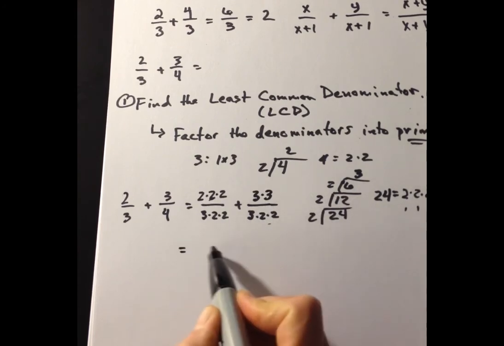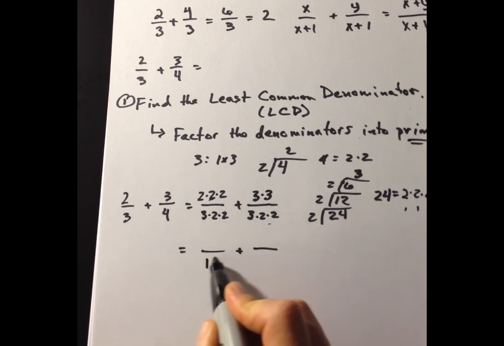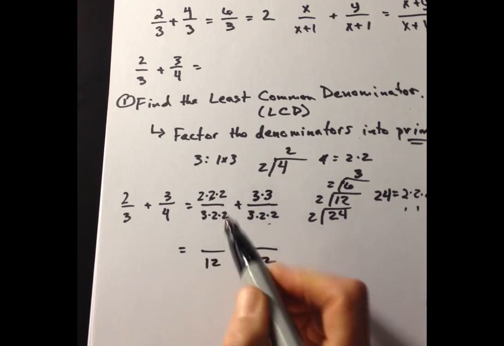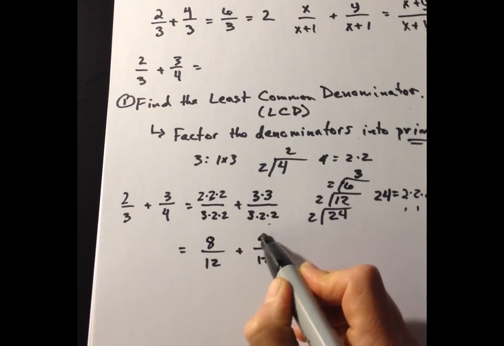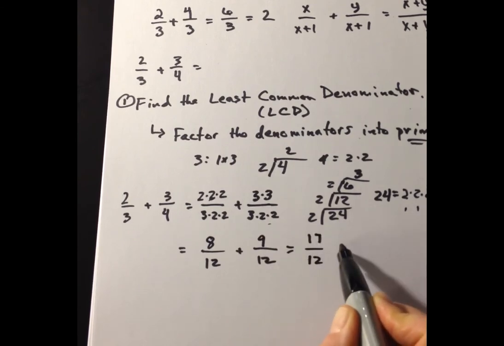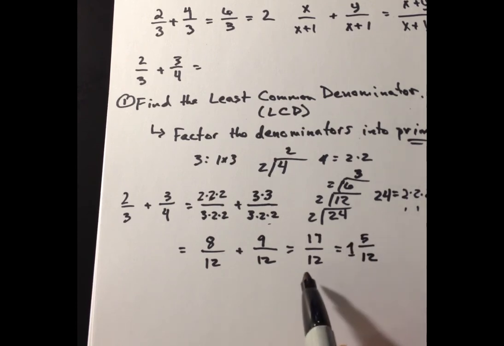Now, these can be added. So this is just 3 times 2 times 2, which is 12. That's the new denominator for both of them. 2 times 2 times 2 is 4 times 8 twelfths, and plus 9 twelfths. So now these can be added to give me 17 twelfths. And if I want, I can write this as 1 and 5 twelfths if I don't like improper fractions. But this is fine with me if you want to leave it as 17 twelfths.